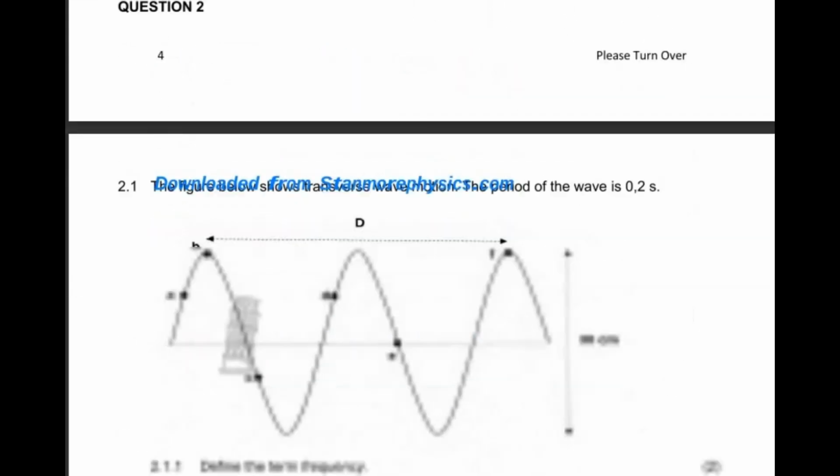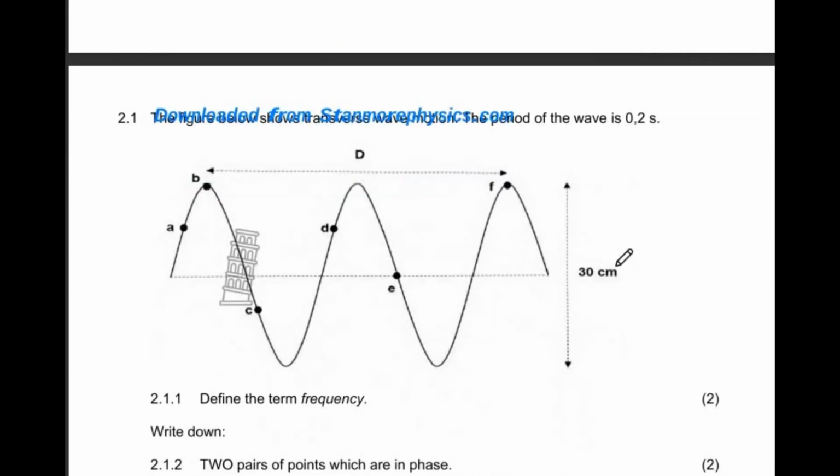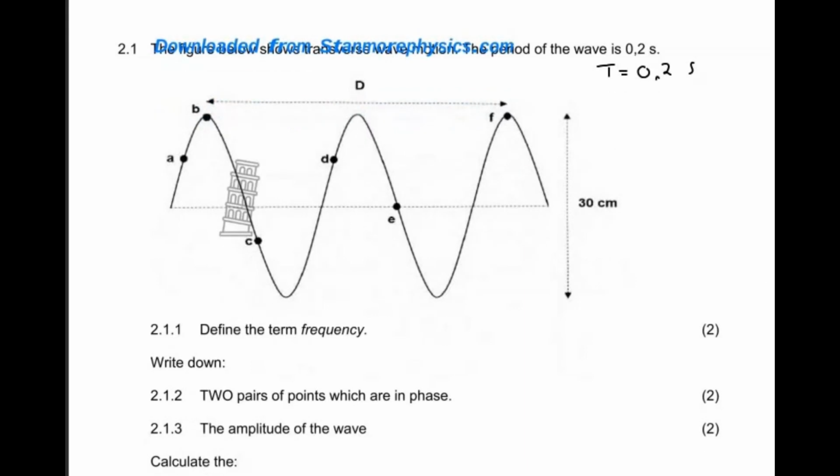Let us now go to question 2. Question 2. Let me see if I can see clearly. 2.1. The figure below shows a transverse wave motion. The period of the wave is 0.2. It's always important or nice to write what is given to you. So you know the period, capital letter T, is given to us as 0.2 seconds. It's the time taken to complete one full wave.